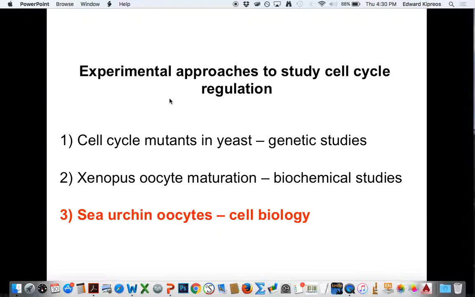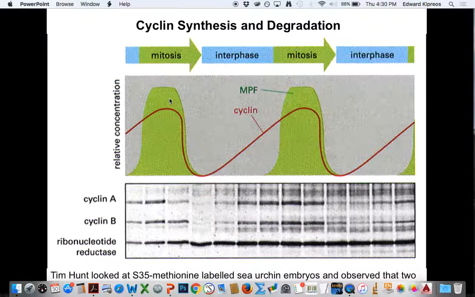And now the last one is sea urchin oocytes. This guy, Tim Hunt, did this. And so his idea was, I'm going to see what is expressed in the early cycles. And he's going to use sea urchin. His approach is to label with S35 methionine. And you know that all proteins start off with methionine. So if you label with S35, every protein is going to have at least one methionine, and it's going to get radioactive. Okay, so it's radioactive methionine.